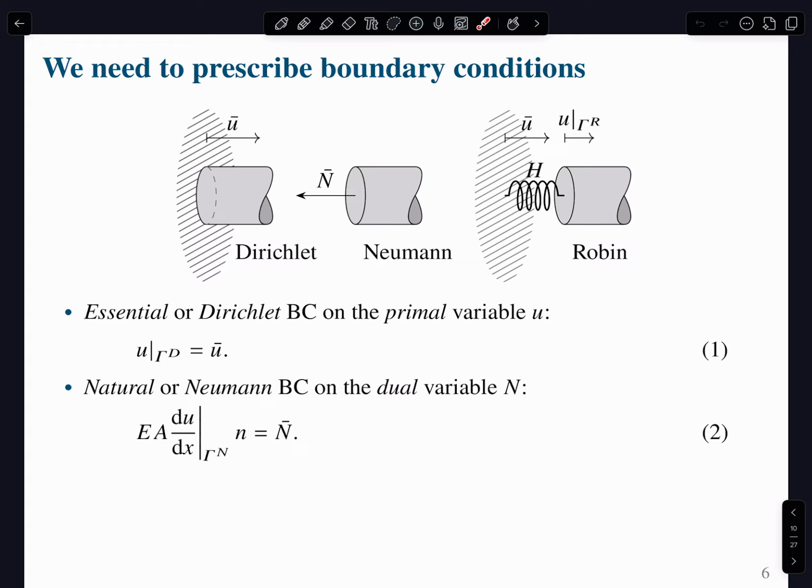This is the so-called natural or Neumann boundary condition on the dual variable n. So the actual force is the dual quantity of the displacement, okay? And so normally we say, well, I want to now prescribe the value of the force at the end of the bar. So this is my force. And so we say, what was the force? Well, EA du dx, that was the expression that we just saw to compute the force. And I want to evaluate that expression at gamma n. Gamma n, I use that symbol to denote the part of the boundary that has prescribed Neumann boundary condition. Okay? And I say, well, I want that to be, I don't know, 10 Newton, for instance.